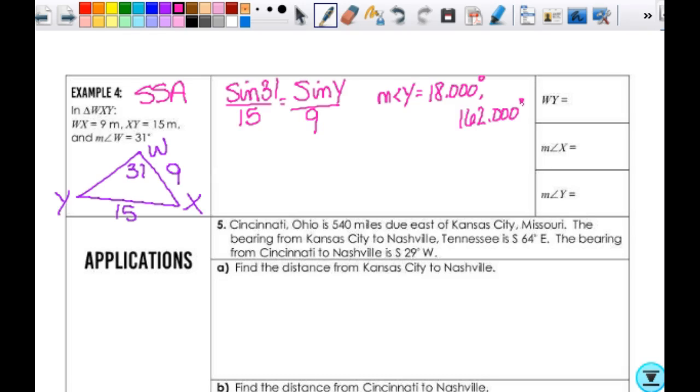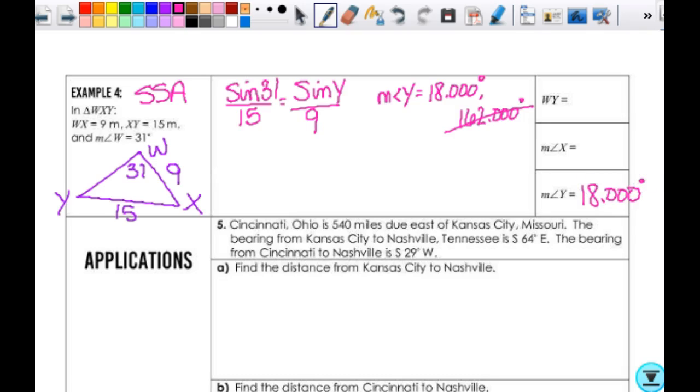I have to add it to this 31. So 18 plus 31 is less than 180. That's all I care about. 18 works. 162 plus 31, that's more than 180. So this one doesn't work. So thankfully, I only have one angle, or one number, that could be angle y.